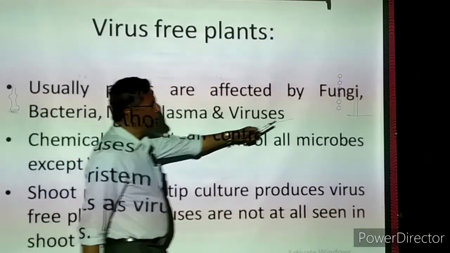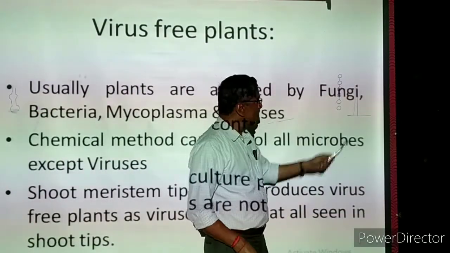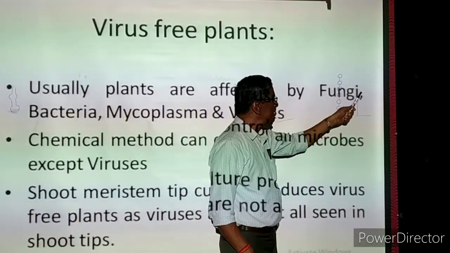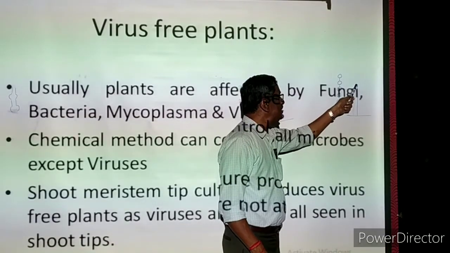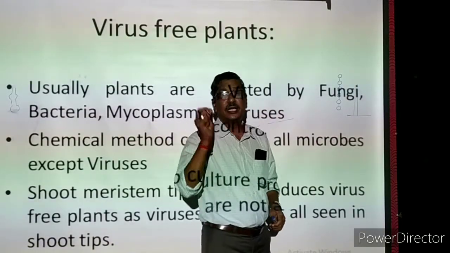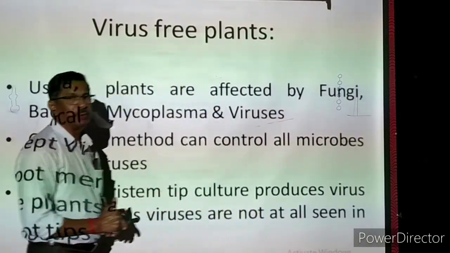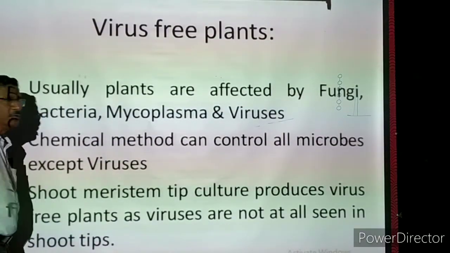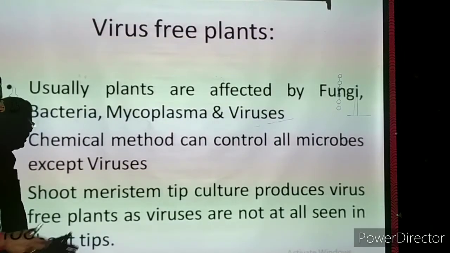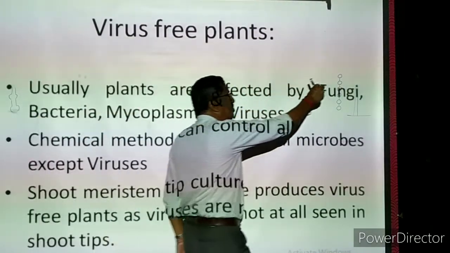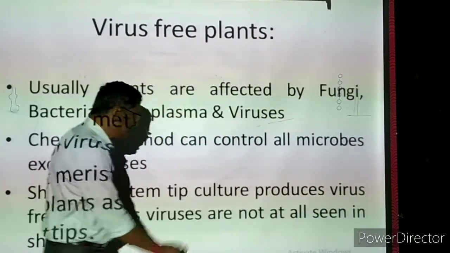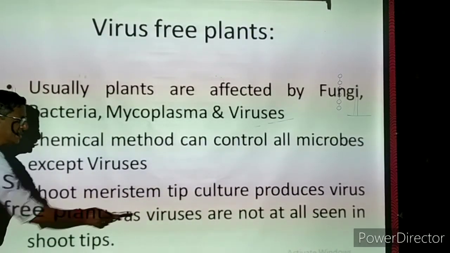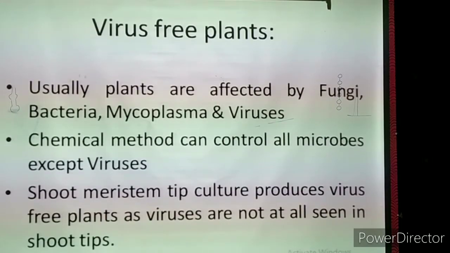In a normal plant, the virus can attack any part of the plant. Root can be affected, stem, branches, leaves, everything. But the viruses do not attack the tip of the shoot, which is always called the shoot meristem. So we select such a place, culture it, and finally develop new plants. The new plants will not have any viruses. They are called virus-free plants.